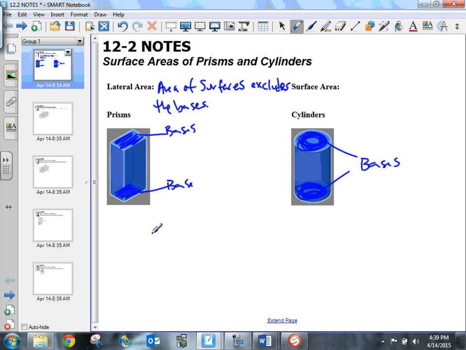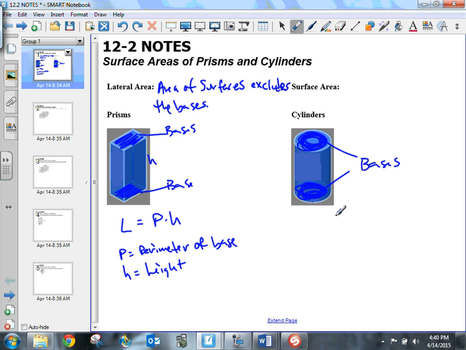So I have a formula for that. If I have some sort of prism, whether it's a rectangular prism, a triangular prism, pentagonal prism, whatever it is, the lateral area is equal to the perimeter of the base times the height. So P is equal to the perimeter of the base, and the height, H, is the height of the object. I would put the H here. That's my height.